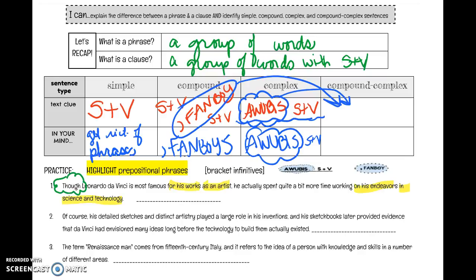I want to double check that it has a subject and a verb after it. Though, who am I talking about? Leonardo da Vinci, and the verb is. And so here, this whole idea all the way to that clause is my dependent clause. He actually spent quite a bit more time working. Here I've got a subject, he, and what did he do? He spent. So I see an independent clause on this side with a dependent clause at the beginning. I know that this is a complex sentence.